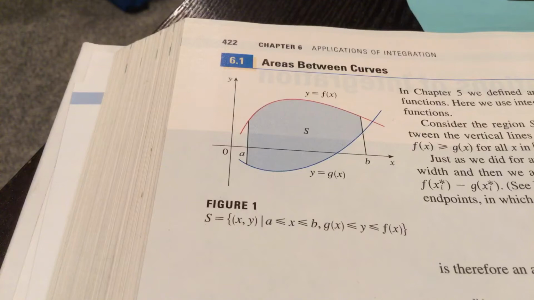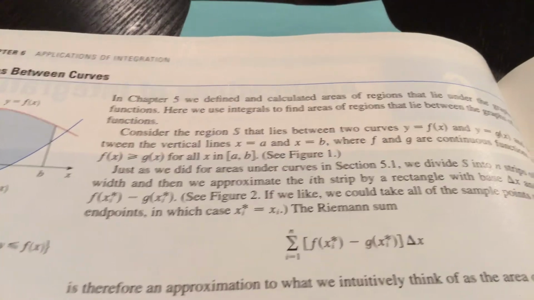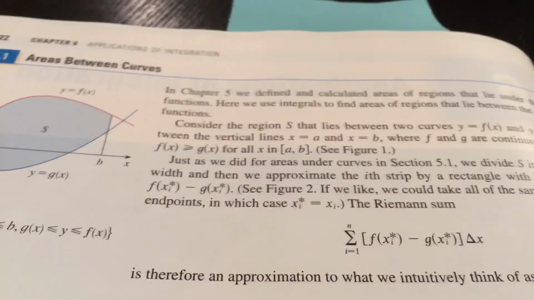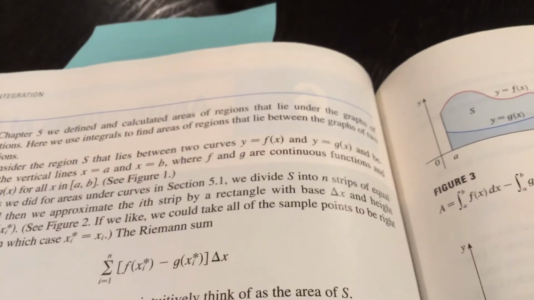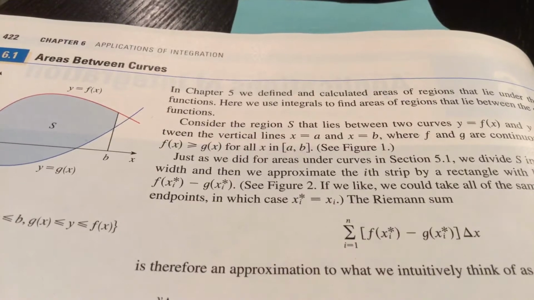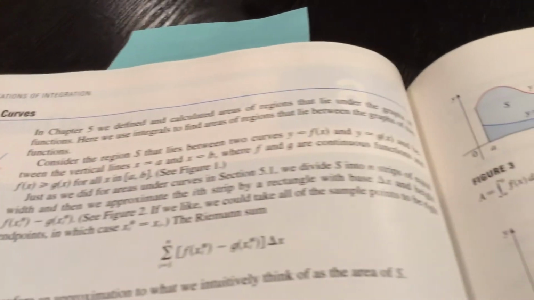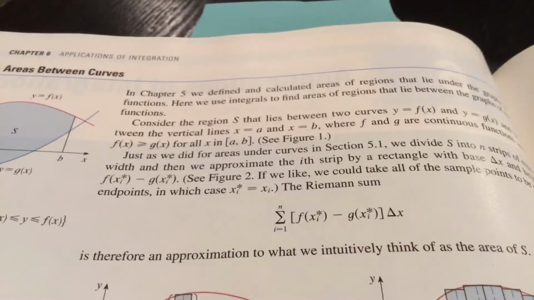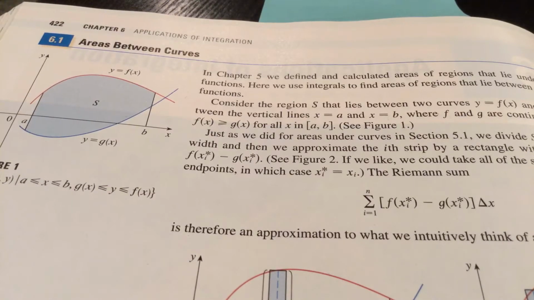So in the lovely 7th edition of James Stewart's book, Areas Between Curves, little reading. In Chapter 5, we defined and calculated areas of regions that lie under the graphs of functions. Here we use integrals to find areas of regions that lie between the graphs of two functions. Consider the region S, right there, that's a better one, that lies between the curves y equals f of x and y equals g of x, and between the vertical lines x equals a and x equals b, where f and g are continuous functions, and f of x is greater than or equal to g of x for all x in [a, b].